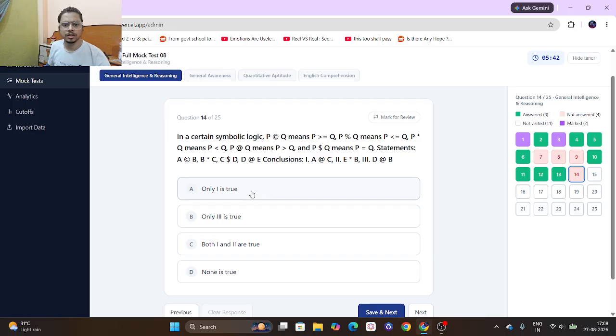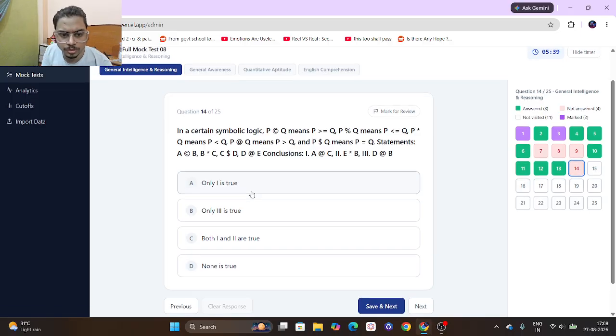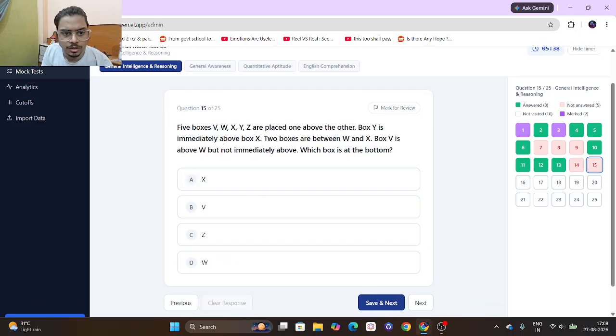In a symbolic language, P is... this is going to take so much time. 5 boxes V, W, X, Y, Z are placed one above the other. Box Y is immediately above X. Two boxes are between W and X. Okay.